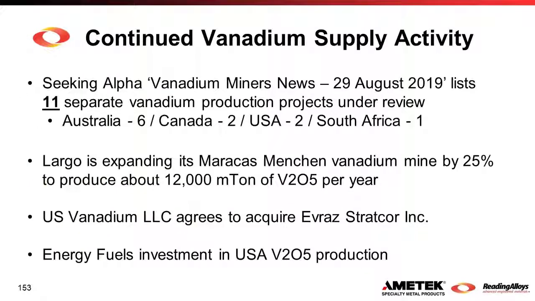On the supply side, there's been a lot of activity. There's actually a very nice, very long Seeking Alpha vanadium miners news that's published on a regular basis. The one from August listed 11 separate vanadium projects worldwide under review. Now, most of these won't produce high purity vanadium pentoxide, but will drive the supply into the market. 6 of them are in Australia. There's 2 in Canada, 2 in the US, and 1 in South Africa that are under active development. Now, they all probably won't come to market, but it is something we have to watch.